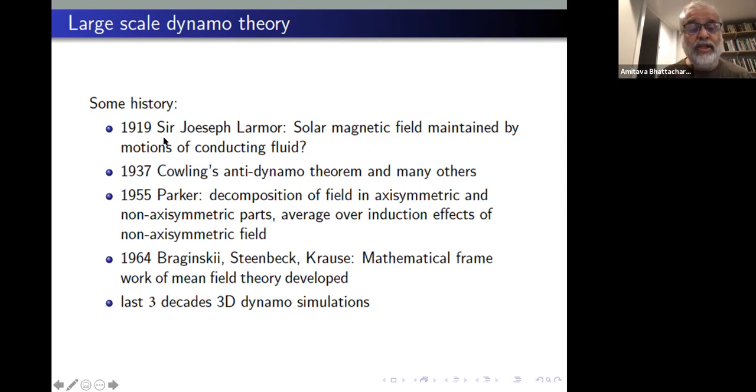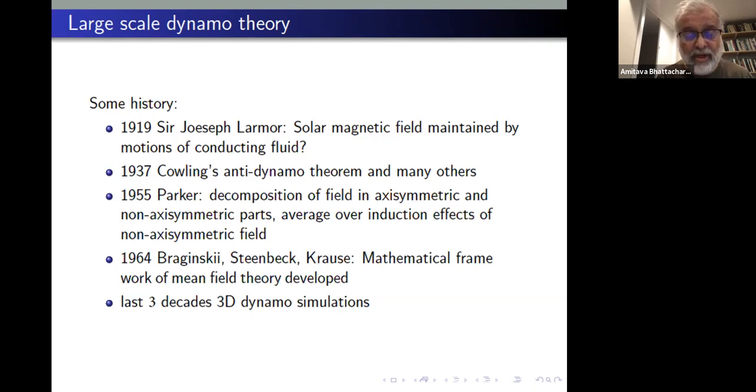But the history of this is that the fact that convection was key was known as early as 1919 by Larmor. Cowling's anti-dynamo theorem was a bit of a killer because it was an anti-dynamo theorem. You have this, this, and this, you can't get a dynamo. So then the question was, how can I violate Cowling's theorem and create a dynamo? The problem just became harder.